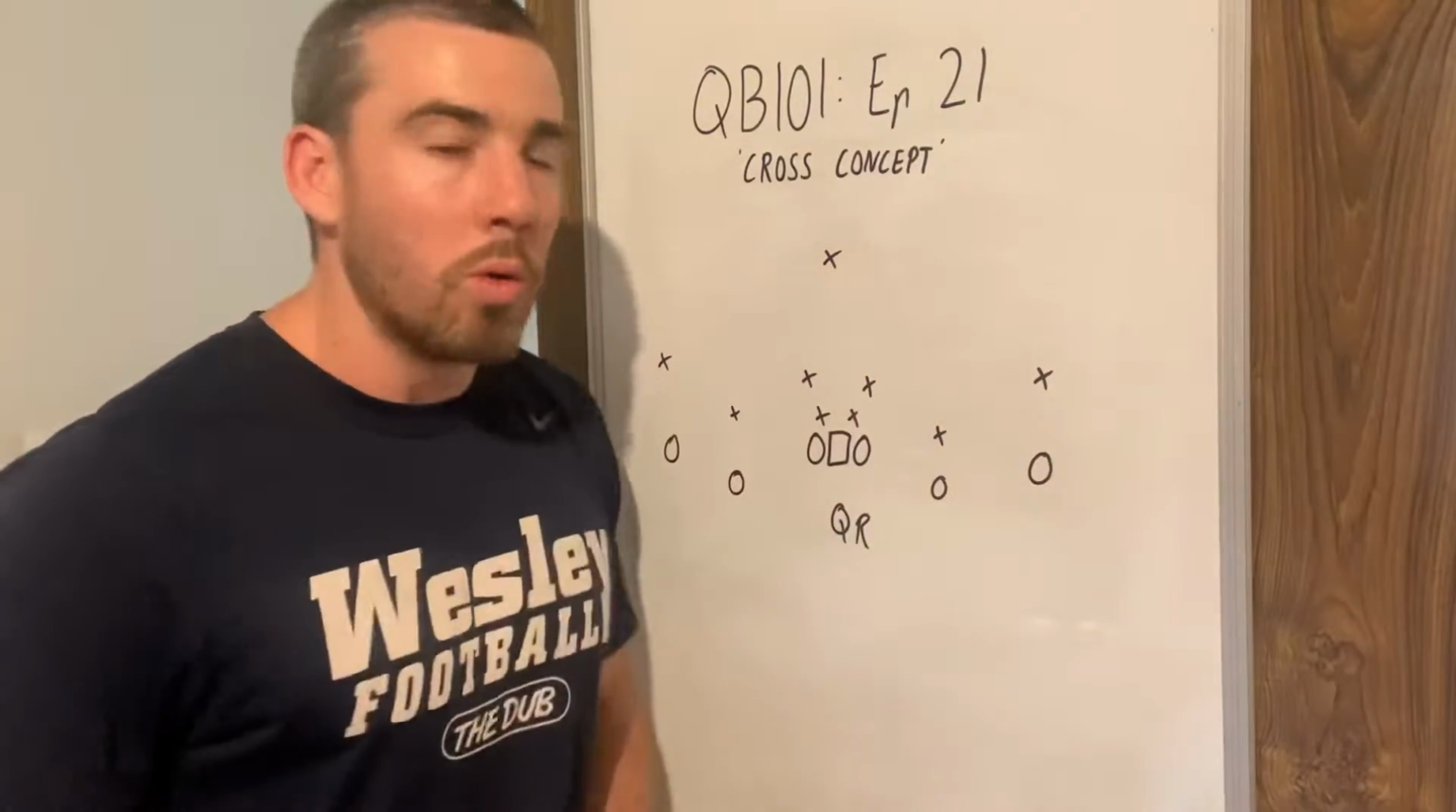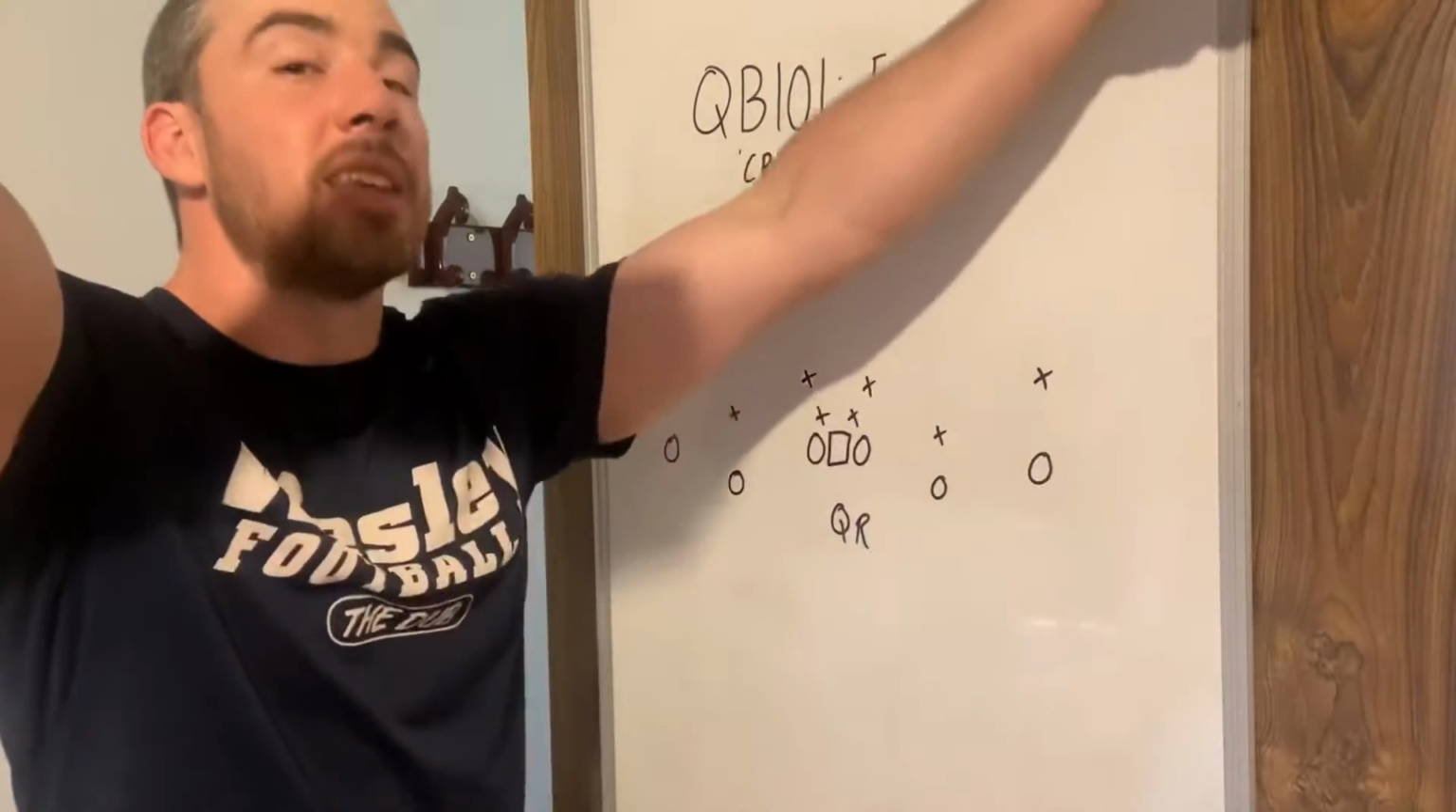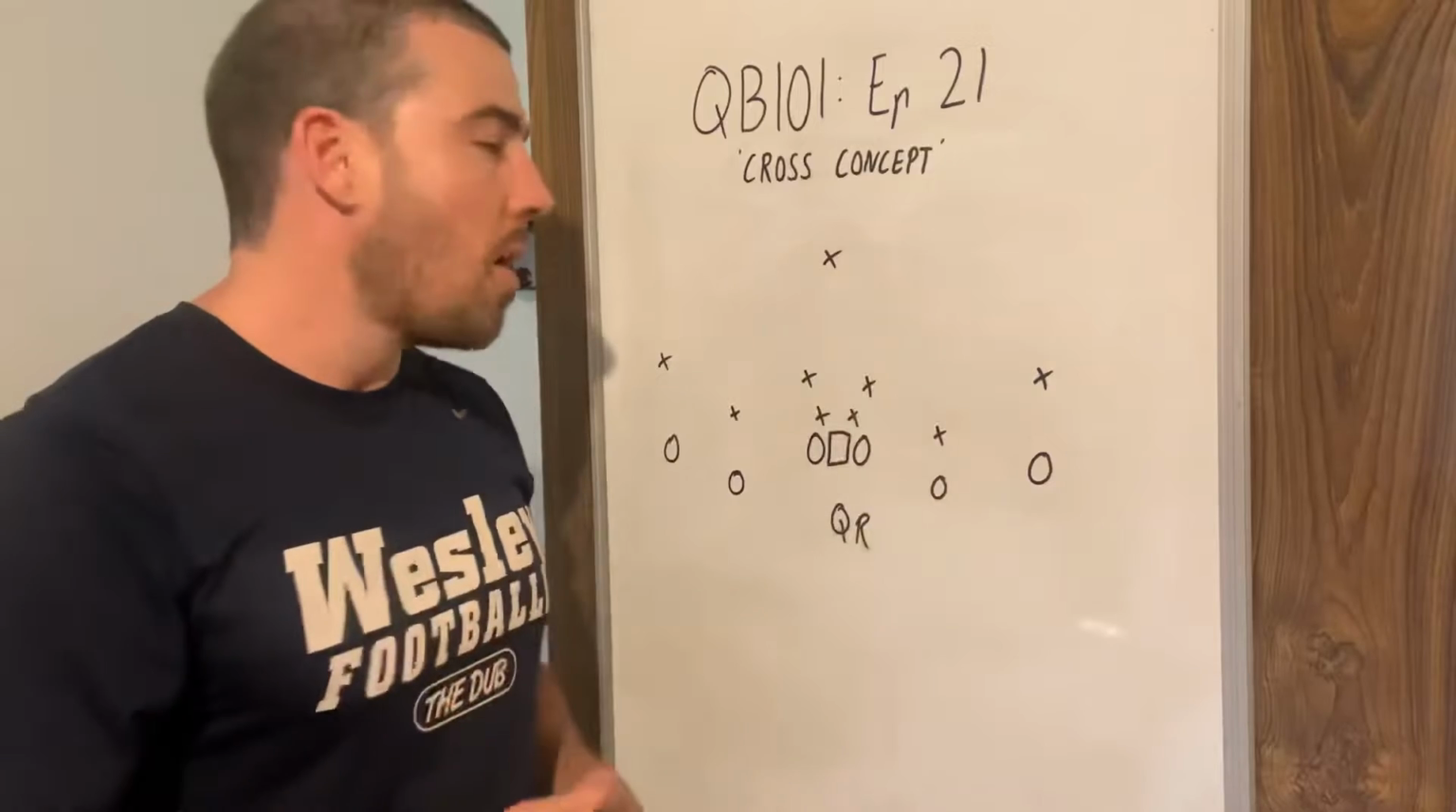Next, we look at the corners. All right, how far away are they? Are they 1 yard off? Are they 5 yards off? Are they 7 yards off? All right, it's going to give us an idea of where we can go with the ball.